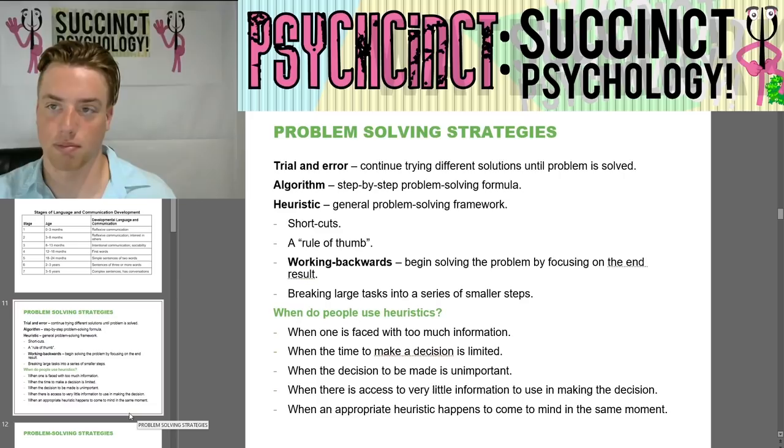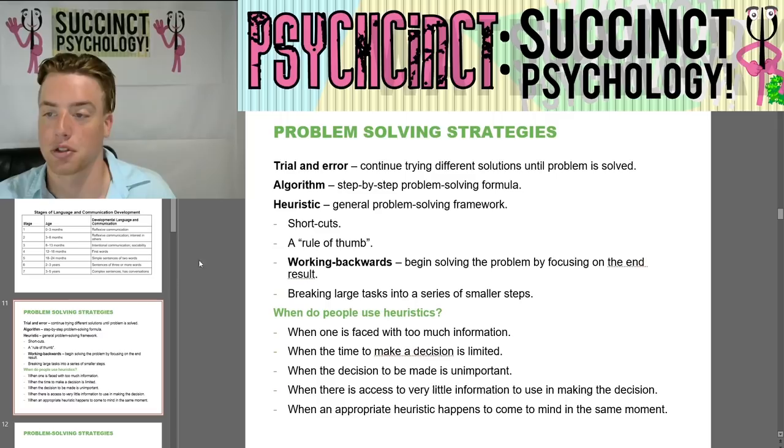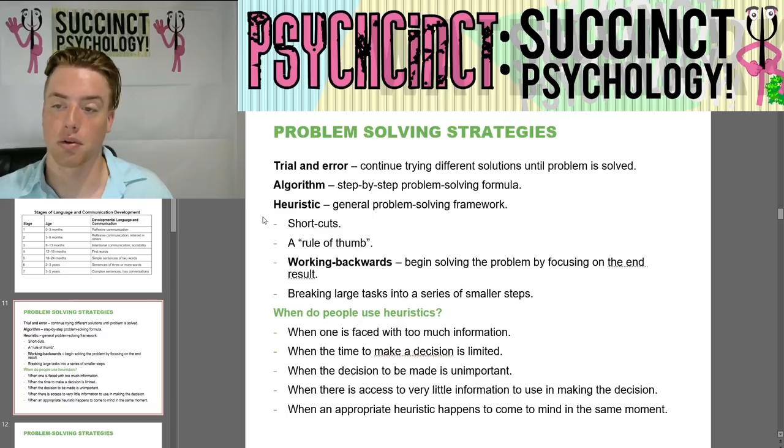So, problem solving strategies. There's trial and error, which is continuing to try different solutions until the problem is solved. Algorithm, which is a step-by-step problem solving formula. A heuristic, which is a general problem-solving framework, so we have shortcuts, rule of thumb, working backwards, so we begin solving the problem by focusing on the end result, and breaking large tasks into a series of smaller steps.